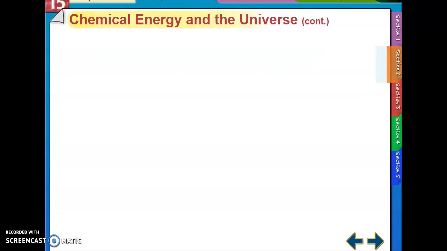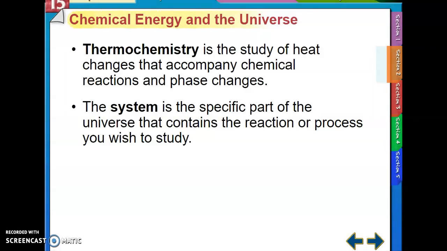I'll go back. I was going to skip these, but in a later unit we'll talk about thermochemistry. Thermochemistry is the study of the heat that accompanies chemical reactions. Now there are certain vocabulary words that go along with this. So system is going to be the part of the universe. So we have the universe, the system, and the surroundings. The system itself is where the reaction is happening.